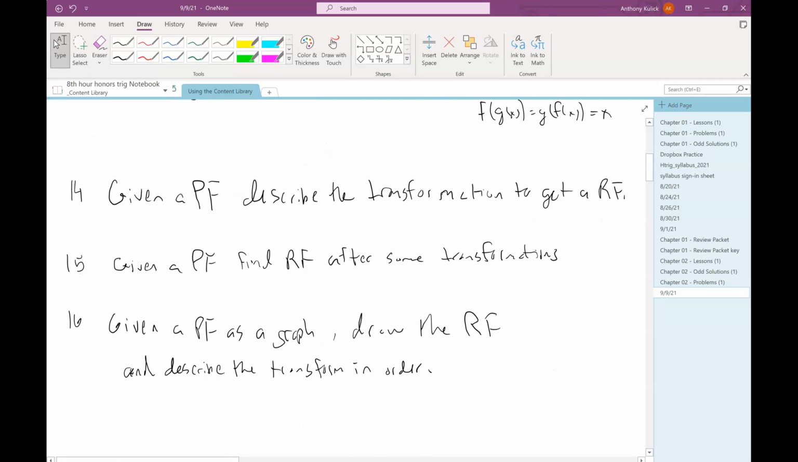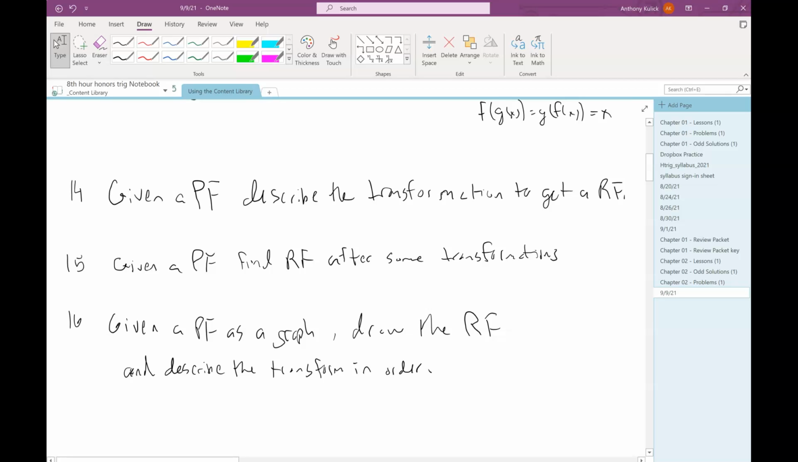One question where I give you a parent function and ask you to describe the transformation on how you get to some resultant function. One question where I give you a parent function and some transformations and ask you for the new resultant function after those transformations. And then one question where I give you the parent function as a graph and I ask you to draw the graph for the resultant function and describe the transformation.